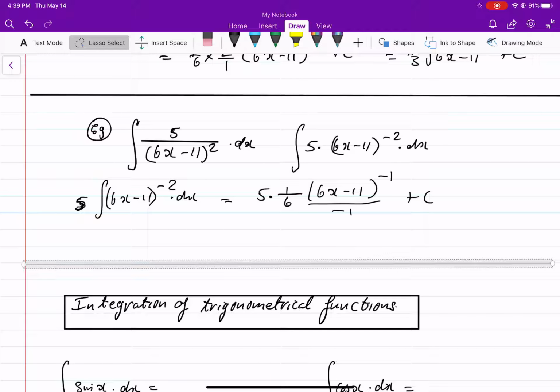Okay, let's tidy that piece up in front. I have 5 in my numerator. I have 6 in my denominator. I'll pull the 6x minus 11 to the minus 1. I'll put it back down into the denominator to make that power positive.